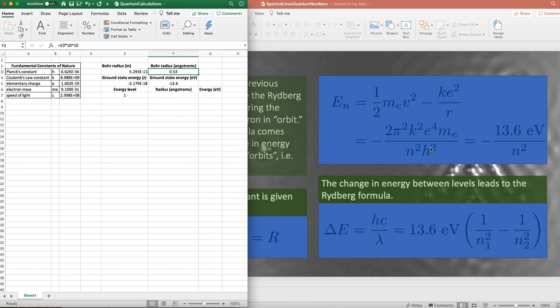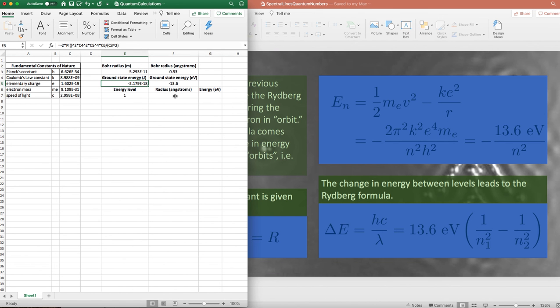So everything in here is a constant except for n, and in the spreadsheet I've calculated with n equal 1, 2 times pi squared, C4 is k squared, C5 elementary charge to the 4th, C6 is mass, and then C3 is Planck's constant squared. So we've done all of this calculation here with n equals 1. To get a ground state energy minus 2.179 times 10 to the minus 18.